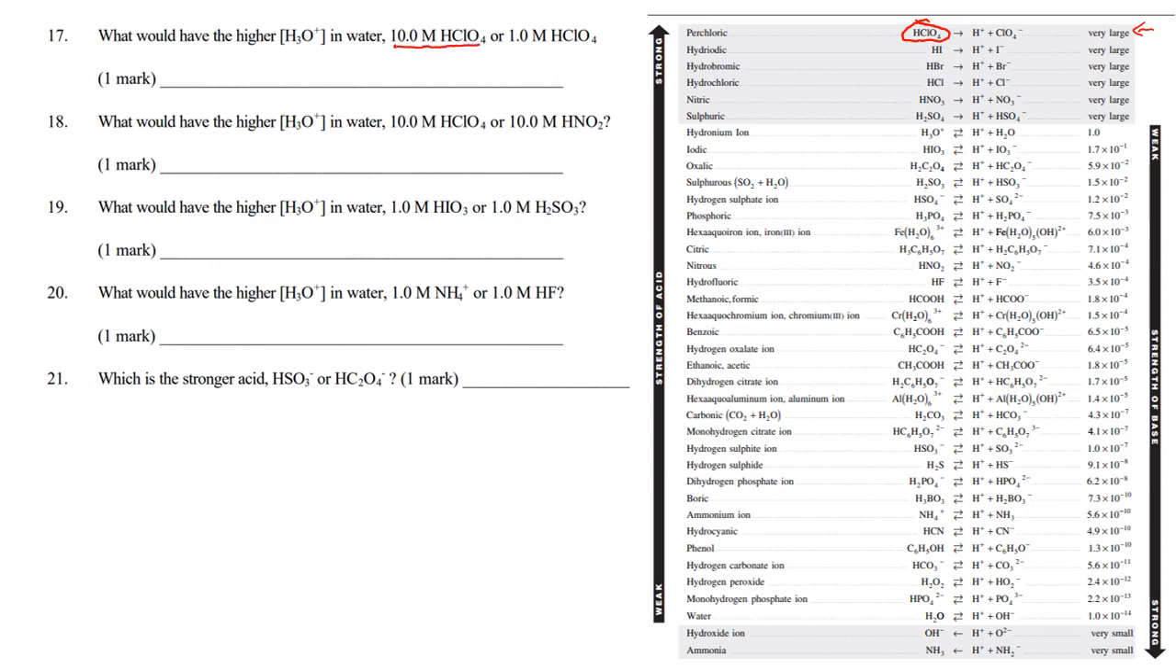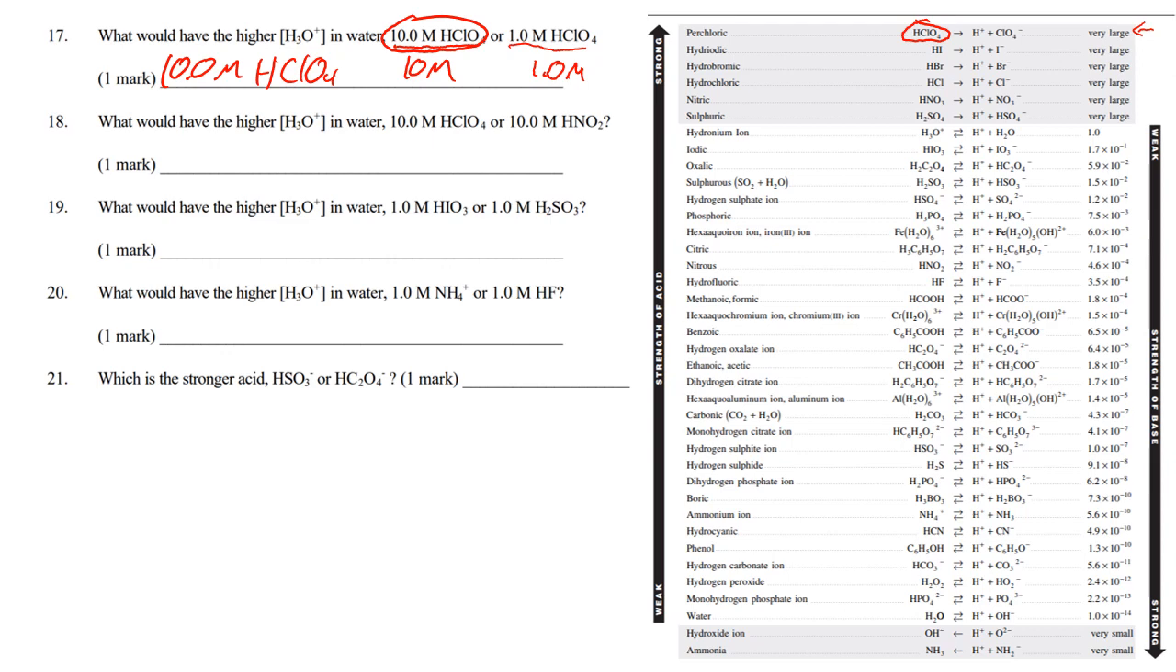Well, the H3O concentration is going to be 10 molar. What's the H3O concentration in this one right here? It's going to be 1 molar, since we know that it's 100% ionization. So which one has the higher H3O concentration? Well, it's this one right here, the 10 molar HClO4, or in other words, the 10 molar perchloric acid.